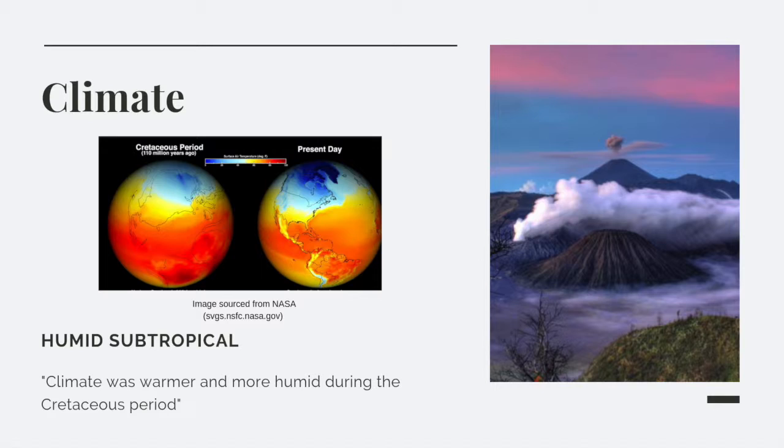During the Cretaceous period, the climate was generally warmer and more humid than present day, probably due to the high volcanic activity and unusually high rates of seafloor spreading at the time. Laramidia at the time had a humid subtropical climate and was home to a vast array of flora and fauna.